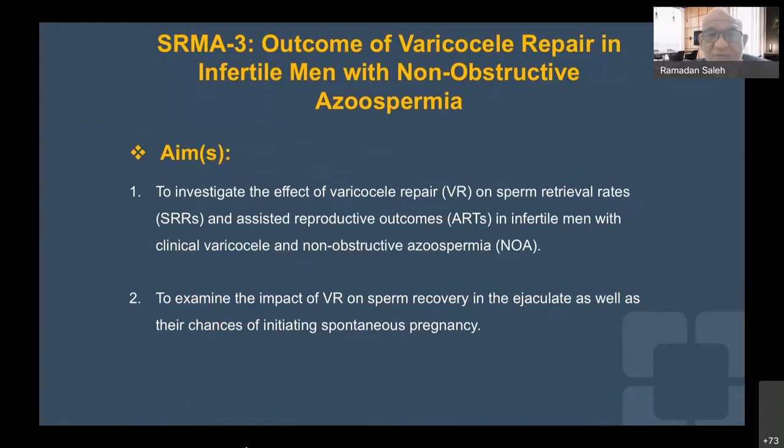With this background, our aim in this third systematic review is to investigate the effect of varicocele repair on sperm retrieval rate and assisted reproductive techniques in infertile men with clinical varicocele and non-obstructive azoospermia. And additionally, we will examine the impact of varicocele repair on sperm recovery in the ejaculate that takes place in some cases, and the chances of initiating a spontaneous pregnancy.